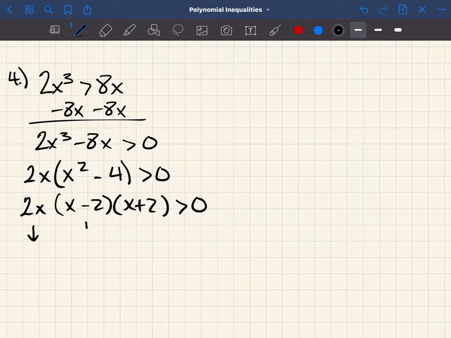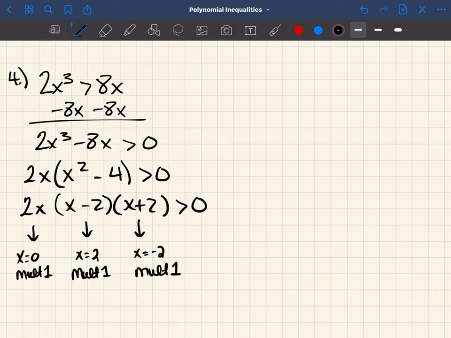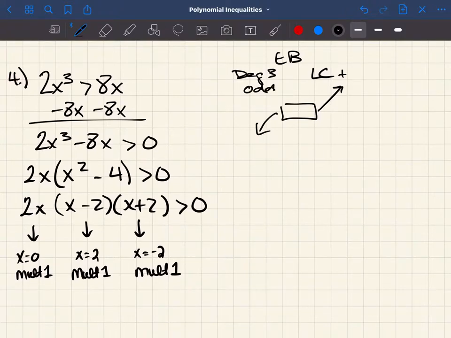Now let's locate our zeros. All of these are going to have a multiplicity of 1. So we have x equal to 0, multiplicity 1. We have x equal to 2, multiplicity 1, and x equal to negative 2 with a multiplicity of 1. Looking at our end behavior, our leading coefficient is 2, so that means it's positive, so my right-hand side is going to be trending up. The degree of my polynomial is 3, so that's odd, so my left-hand side has to be trending down.